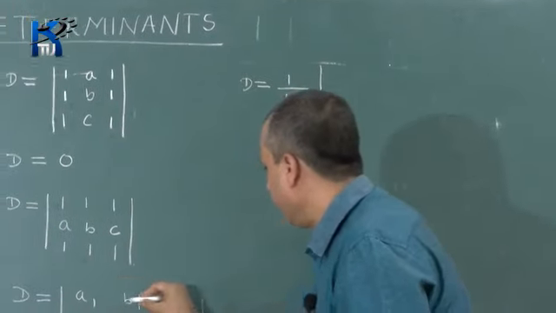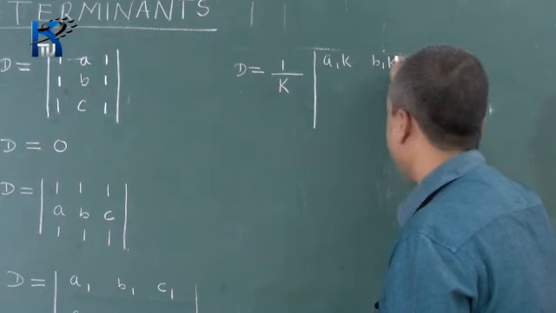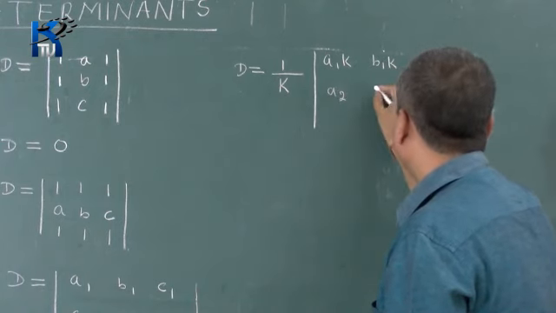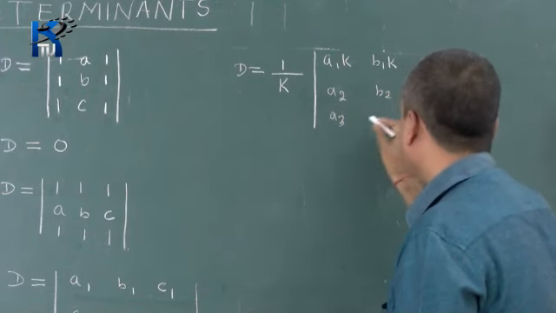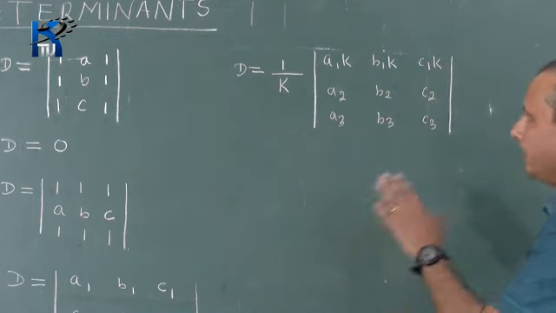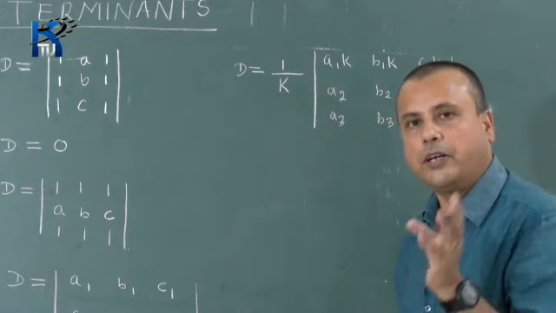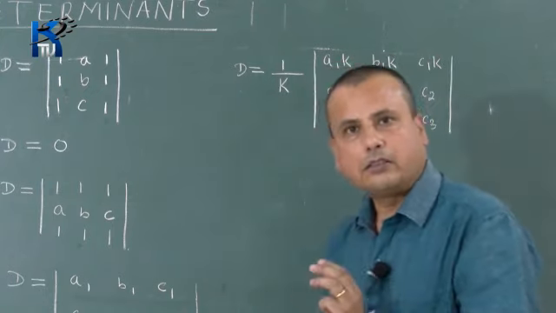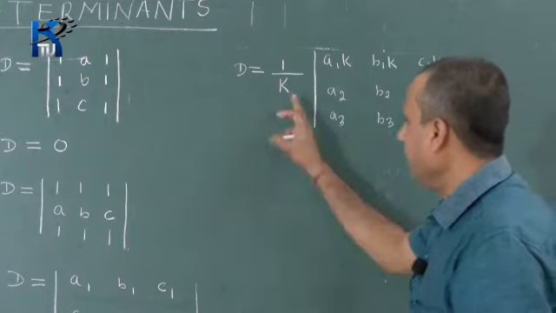Then multiply the first row: A1 k, B1 k, C1 k. The second and the third rows will remain the same. Nothing to do with these two rows. C3. That means according to the property, once again I will say the property, if the multiplication takes place only in one row or in one column by any other constant quantity, with the same constant quantity you have to divide the given determinant.